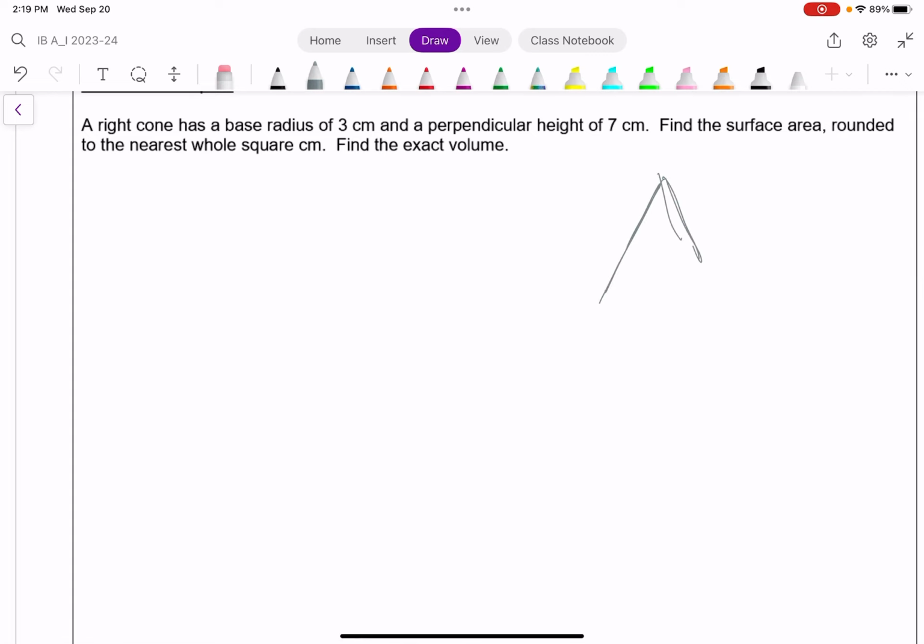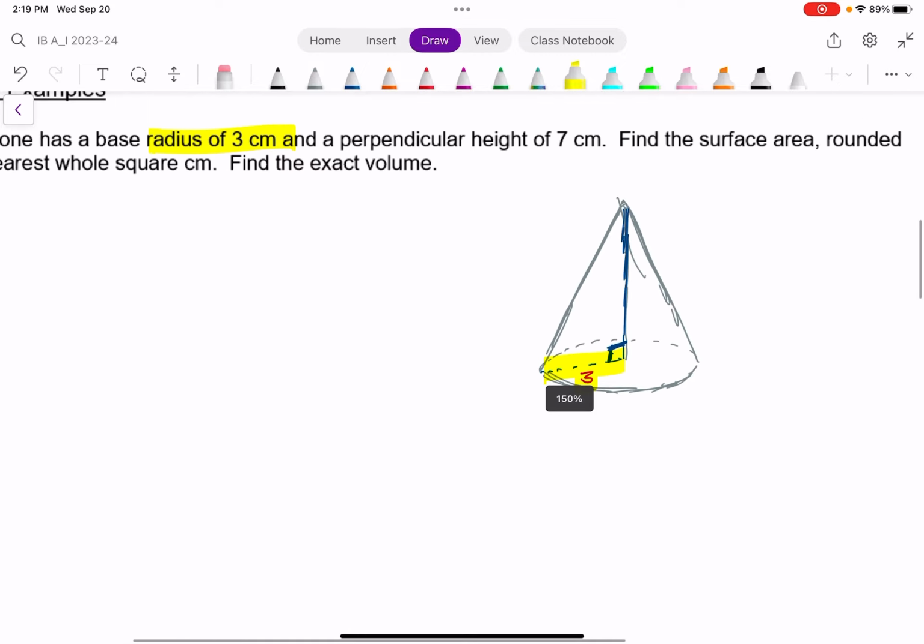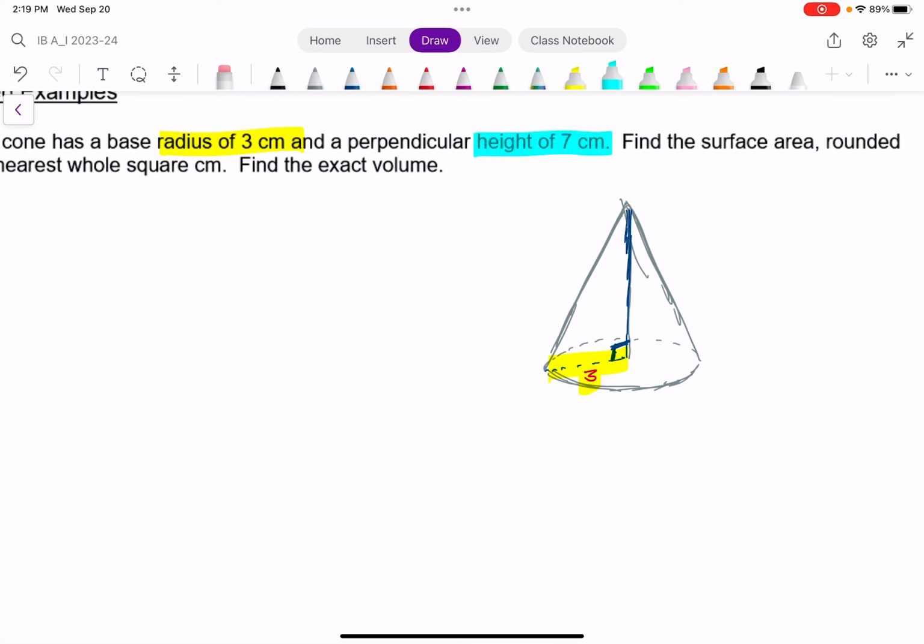And so right cone just means a cone with a circular base, and the height is at a right angle to the base. There's my quick little sketch, hope you enjoyed it, of my right cone. All right, so what do we know? It has a base radius of 3 centimeters, so this distance here is 3 centimeters, and it has a height of 7 centimeters. So this distance here is 7.